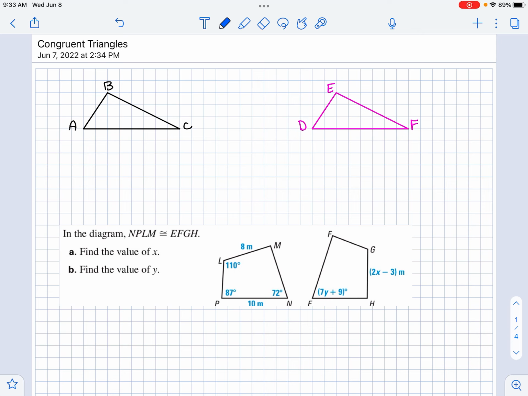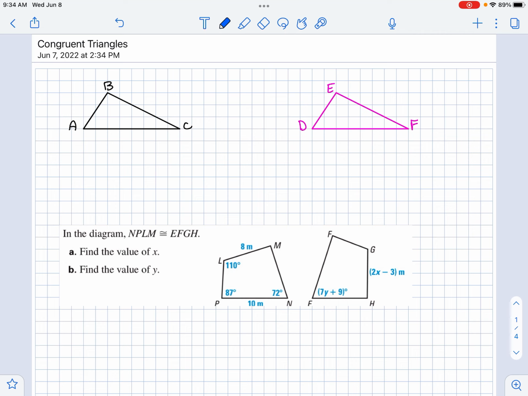Now we want to talk about congruent triangles. Now, what do I mean by congruent? Well, I mean that all the corresponding sides are the same length and all the corresponding angles are the same measure. So let me illustrate it here.